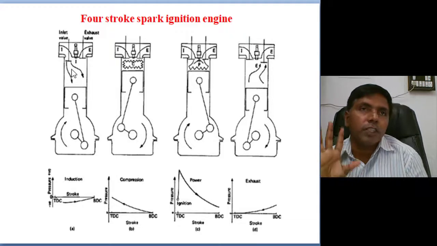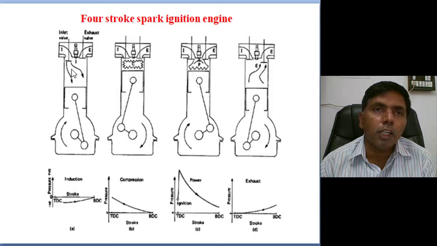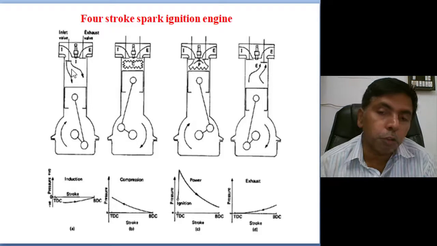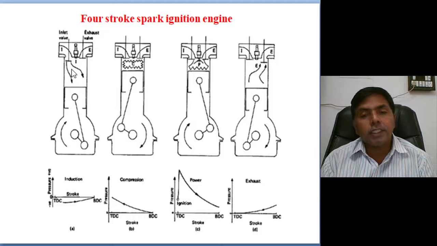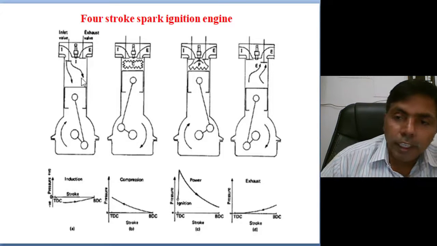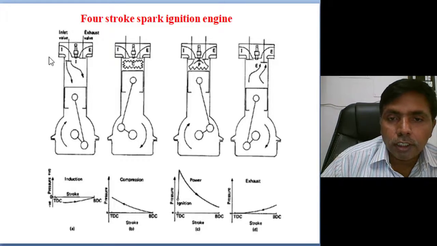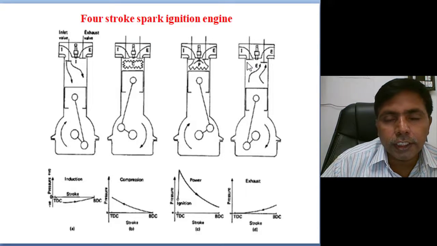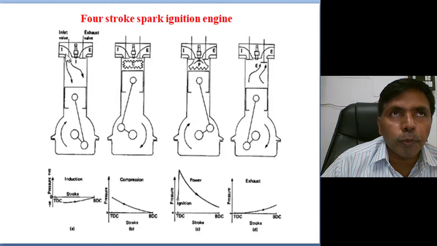So 5 operations in 4 strokes we are completing, or 2 revolutions of the crankshaft we are completing. Only then it is called a 4 stroke SI engine, spark ignition engine. Here you see, the exhaust valve is closing up to the end of the TDC. The inlet valve will not open theoretically, but practically before reaching TDC itself, the inlet valve starts opening.